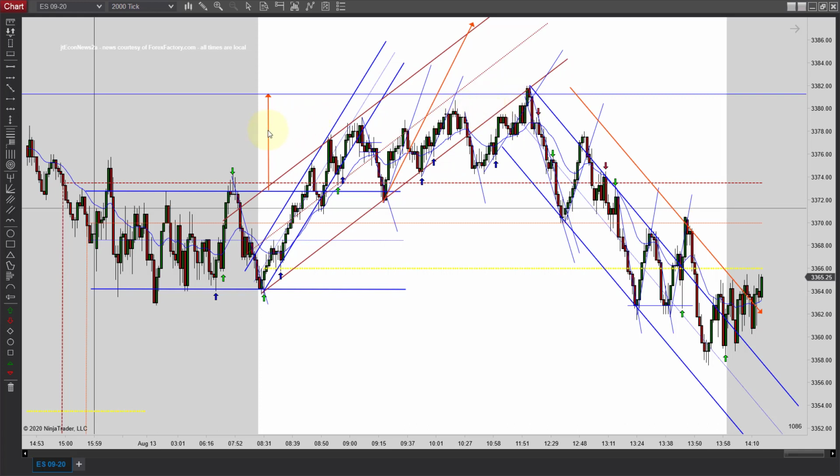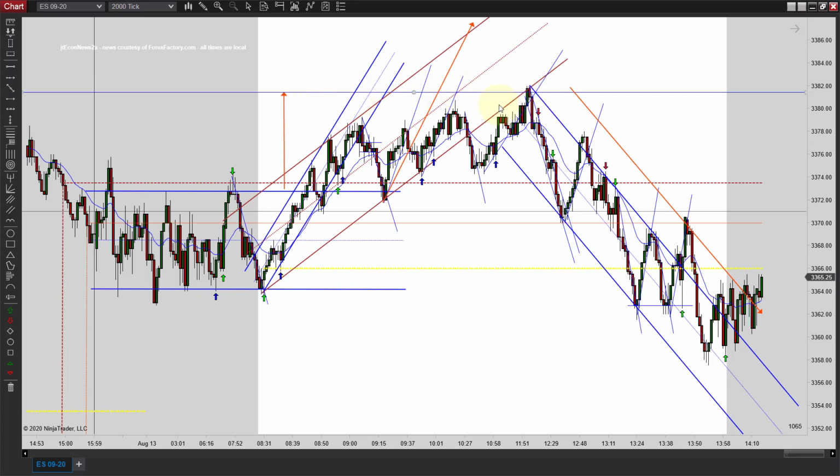The first thing you'll probably do is measure this lower part of the range and use that for a possible measured move. We went just a tad higher than that, by a few ticks, and then we turned down. We trended up from 8:30 to a little after noon, reached that measured move, and then reversed, and it was all downhill the rest of the day.